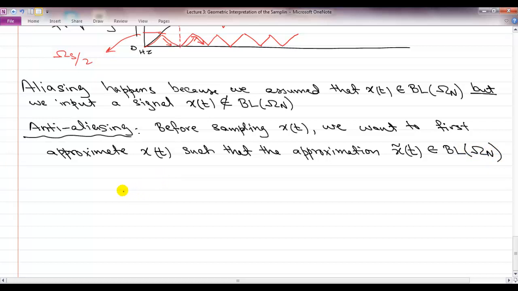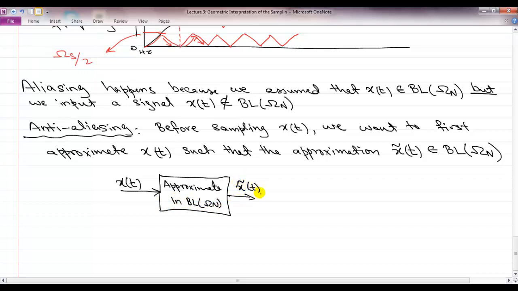And the way we will do that is, we have this input x of t. What we want to do is some kind of an operation, and we will have to figure out what kind of operation this is. We will approximate this, and we get out x tilde of t. Now x tilde of t is band limited. So now I can just do the usual sampling. Okay.